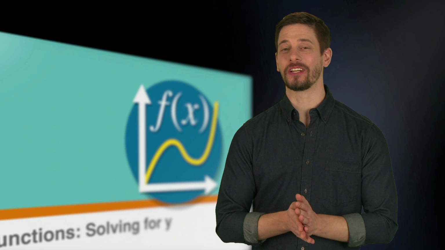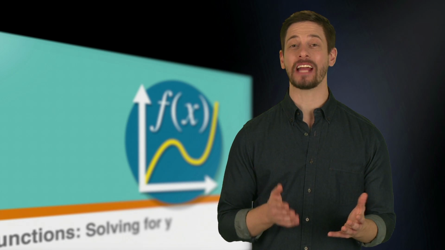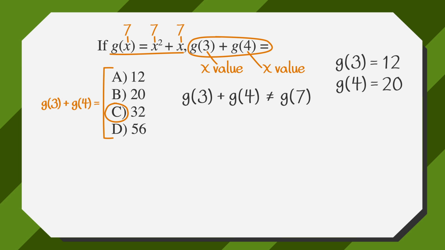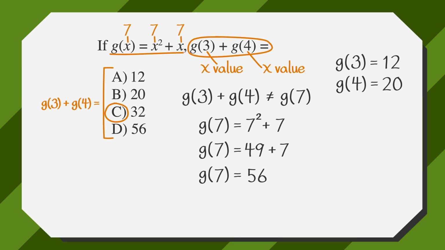Now to answer this question, we just need to add the values of g of 3 and g of 4. So we're looking for g of 3 plus g of 4. As we found the values for each, we plug them in and our equation becomes 12 plus 20, which equals 32. Looking at our answer choices, C is 32, so go ahead and circle it. Note that g of 3 plus g of 4 is not the same as g of 7. Putting 7 in for x would equal 7 squared plus 7, working out to 49 plus 7, or 56. This would be the wrong answer, but you can see in answer choice D that the test makers set that up.